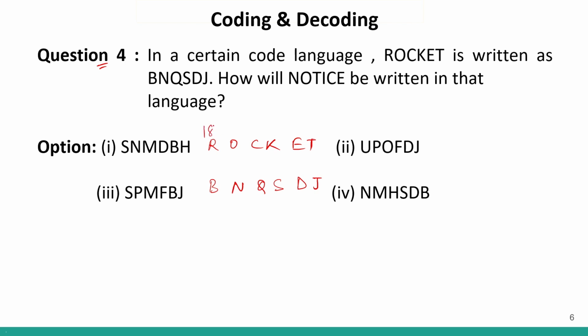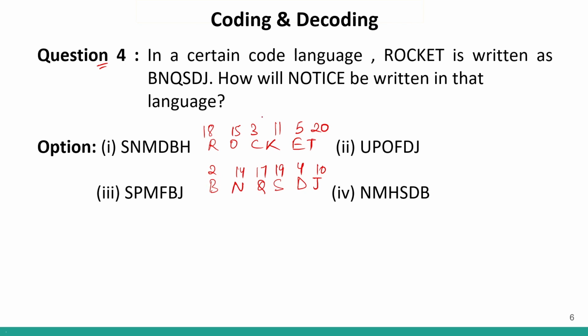So R is 18, this is 15, this is 3. K is how much? K is 11. Correct? K is 11. E is 5, T is 20. J is how much? 10. This is 4. S is 19. Correct? Q is how much? Q is 17. N is 14 and B is 2.